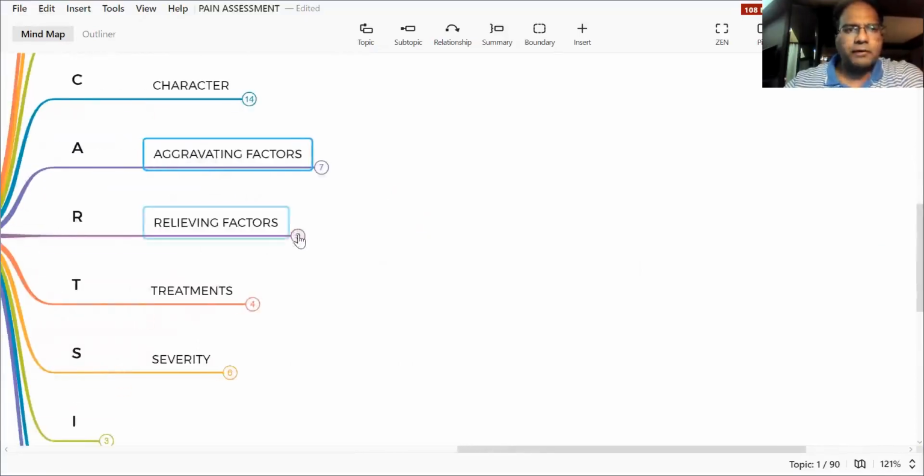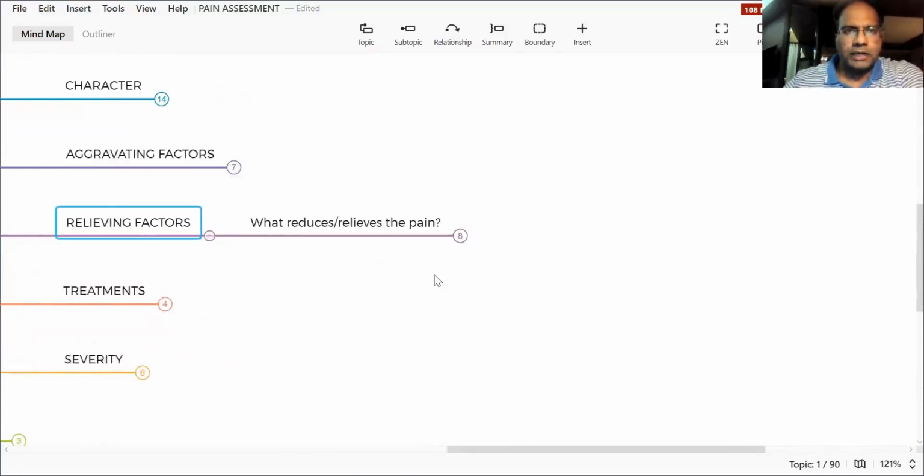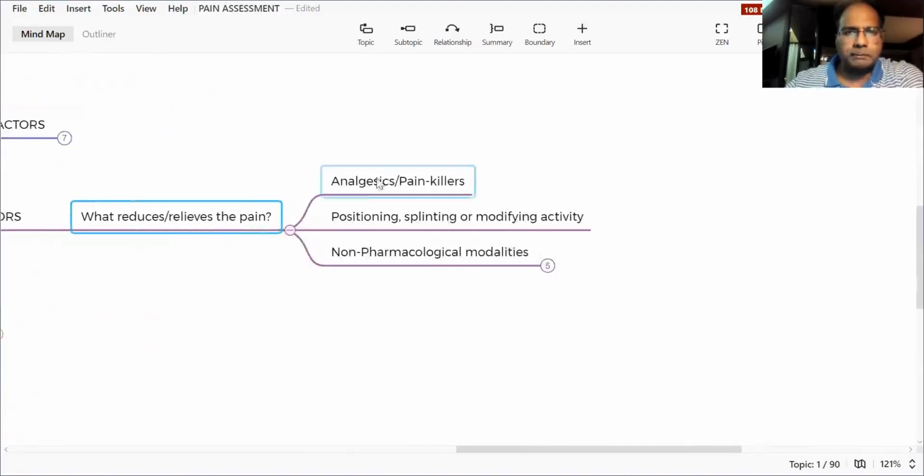The R stands for relieving factors. Relieving factors are the things that reduce or relieve the pain. Again, there are certain pointers that we should always keep in mind. Do painkillers or analgesics decrease the pain? Does any position, splinting, or modifying activity decrease the pain?